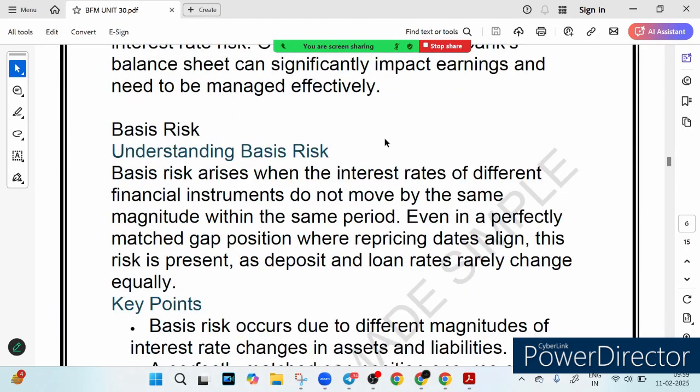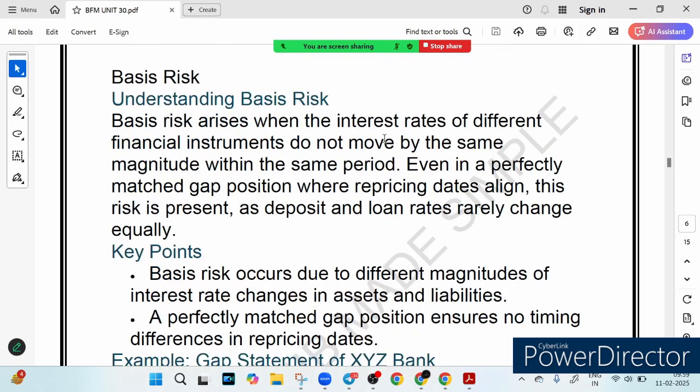Now let's talk about something called basis risk. I think you know it very well, that basis risk is a type of interest rate risk. Let's talk about it in detail. Have you ever borrowed money and expected interest rates to move in a certain way, only to find out they did not? Imagine a seesaw where one side moves up more than the other. This imbalance is what we call basis risk in banking.